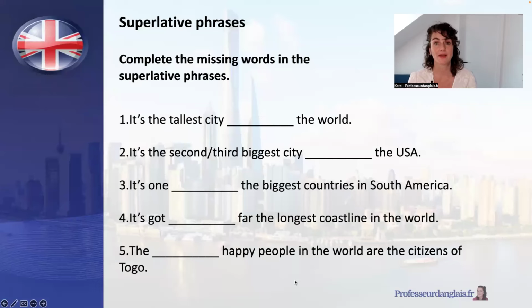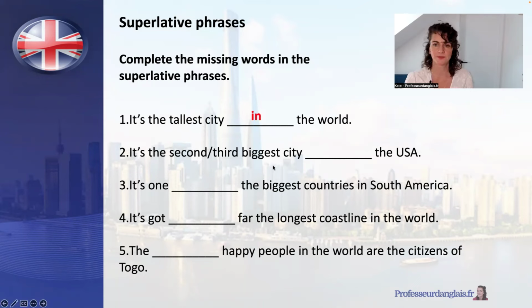Let's think about superlative phrases. So to begin, I've got 5 phrases here. Can you complete the missing words in the superlative phrases? If you need to, pause the video and restart when you're ready. So number 1, it's the tallest city in the world.